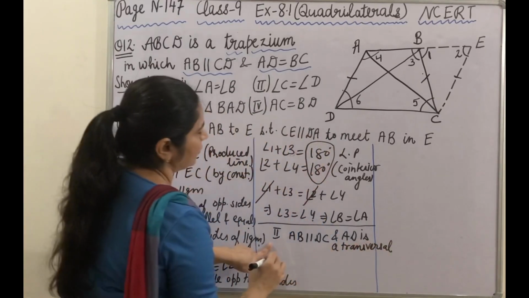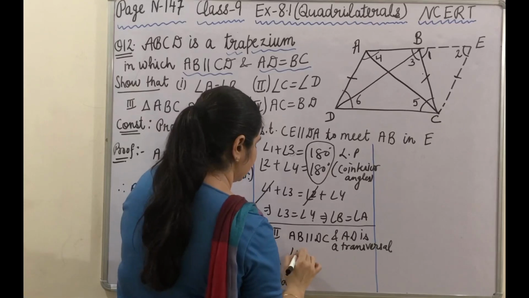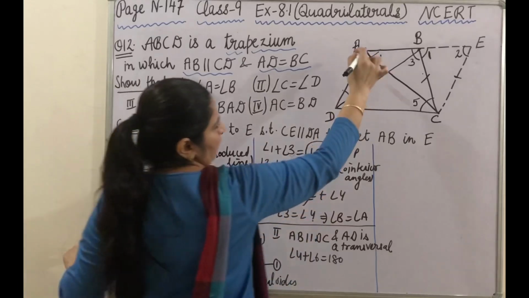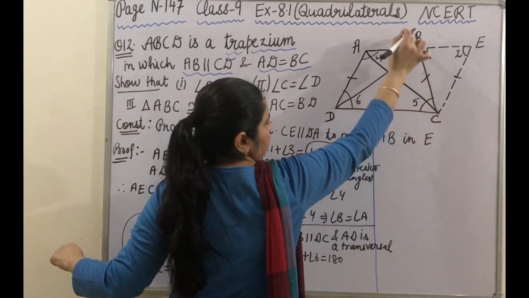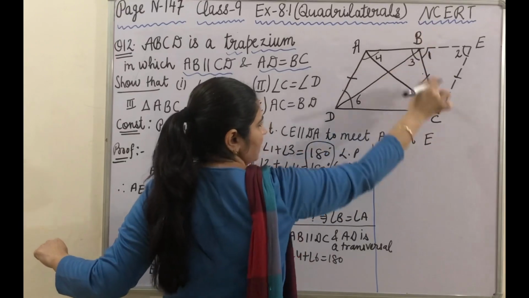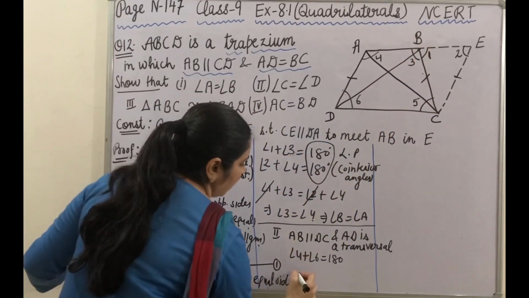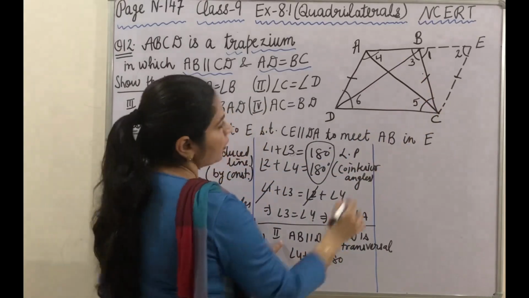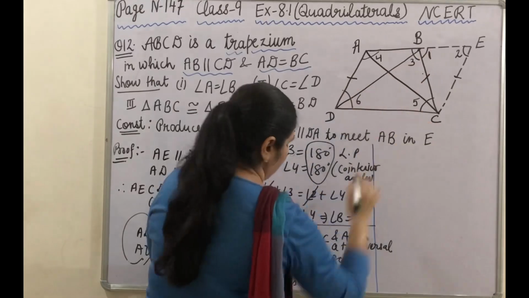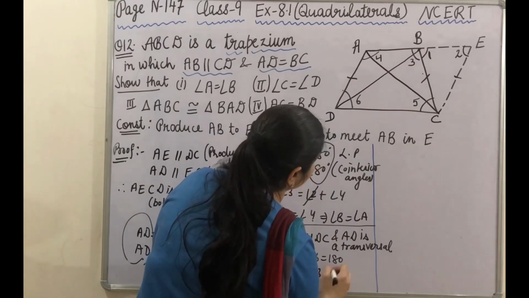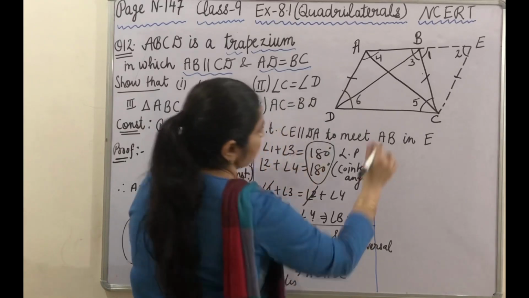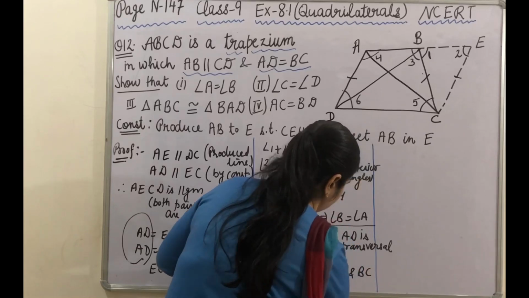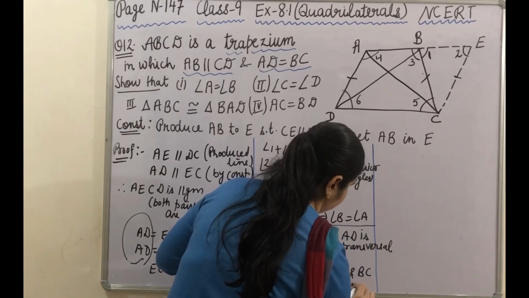Therefore I can write angle 4 plus angle 6 is equal to 180 degree, and similarly these two lines are parallel. Now BC is a transversal. When I take BC as the transversal, then I can write angle 3 plus 5 is equal to 180 degree. Write down the reason first so that there will be no confusion. AB is parallel to DC and BC is a transversal.